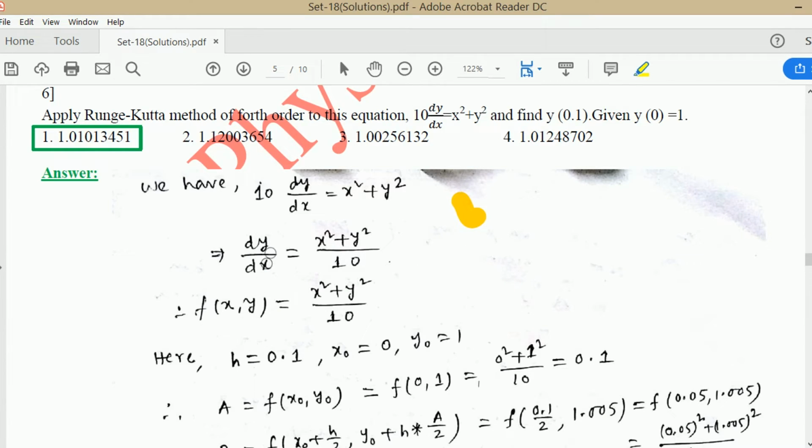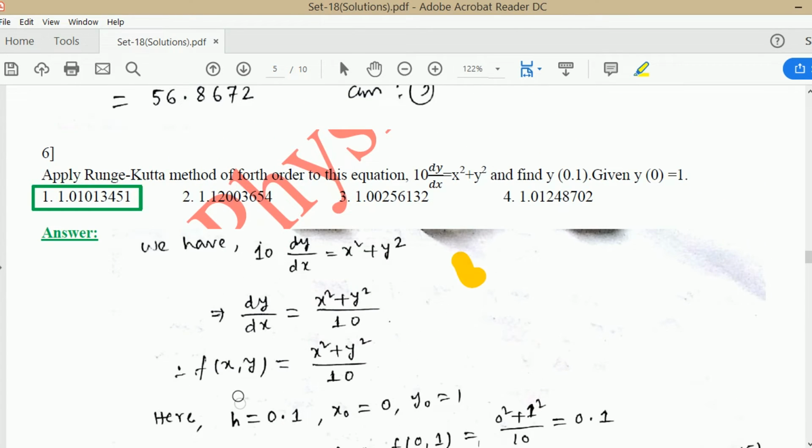So if we have to find dy/dx, which is f of x, y equals (x squared plus y squared) by 10. Now what are the things we are given? h equals 0.1 here, because you are given the value at 0 and you have to find the value at 0.1. So here h we take 0.1, and x naught is 0 and y naught equals 1. So the initial values are given.